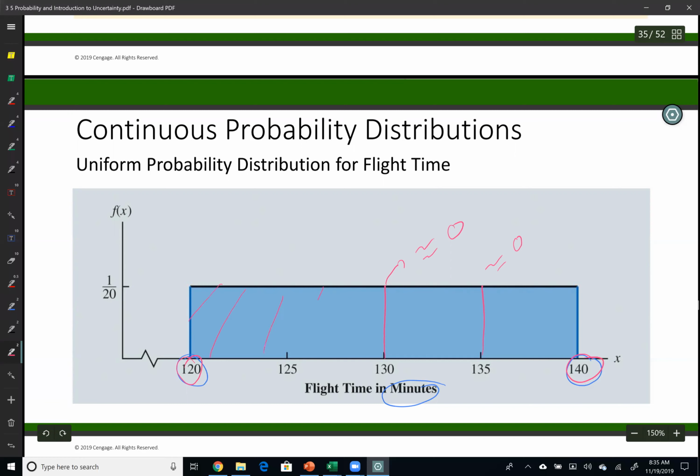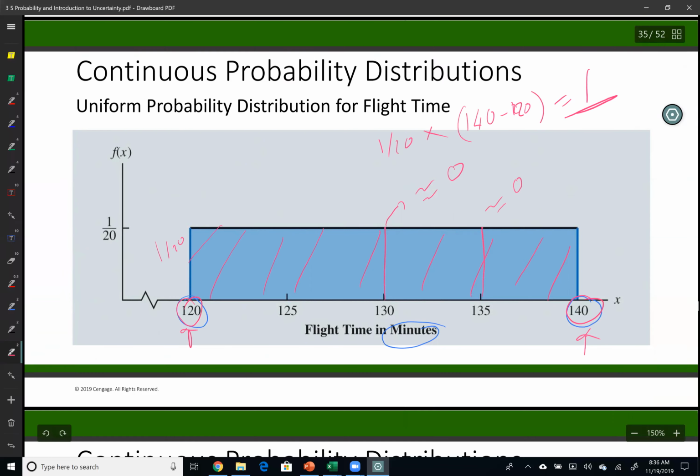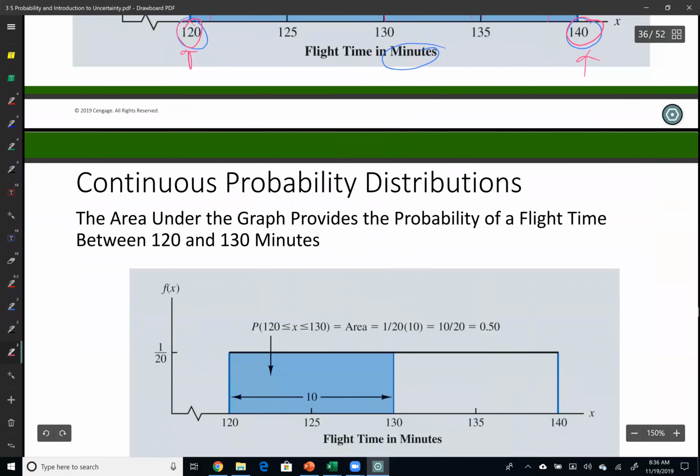and this is the highlighted area, and that is easy to answer because we can multiply 1 over 20, which is the height, times number of minutes between 120 till 140, which is 140 minus 120. So 20 times 1 over 20 will give you 1. That makes sense, right? The probability of having a flight between 120 and 140 is exactly 1, because those are all the possible situations. So, but not necessarily I will ask whole thing.